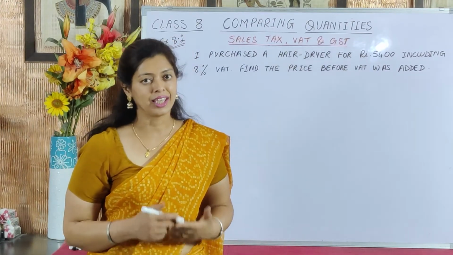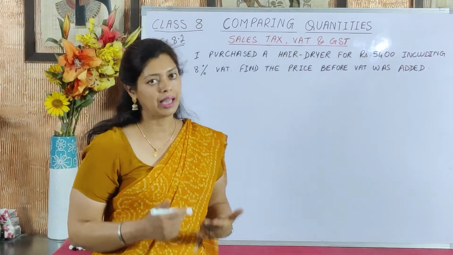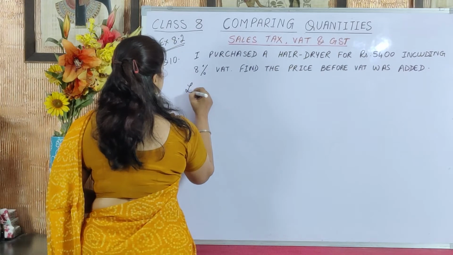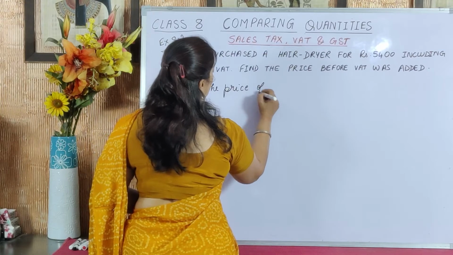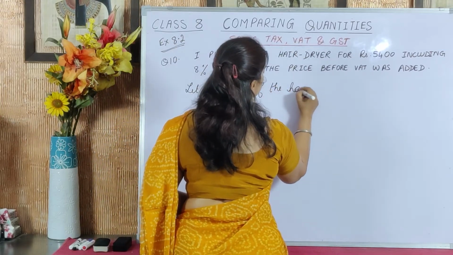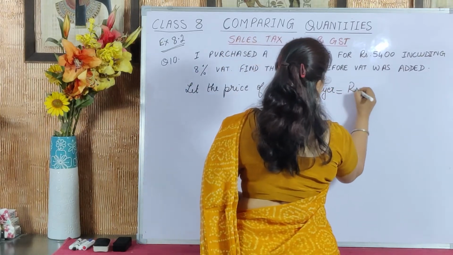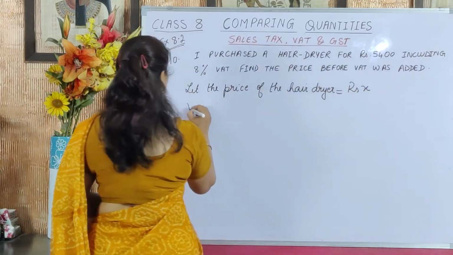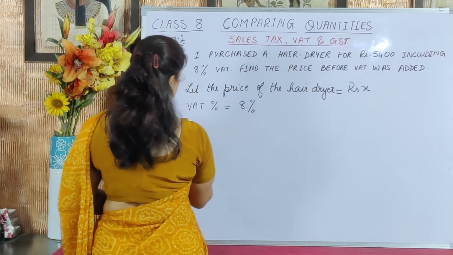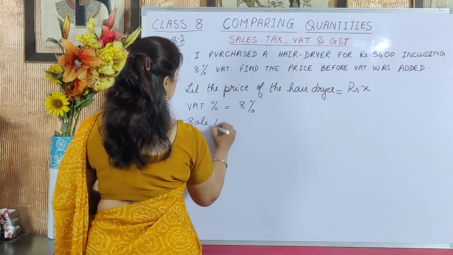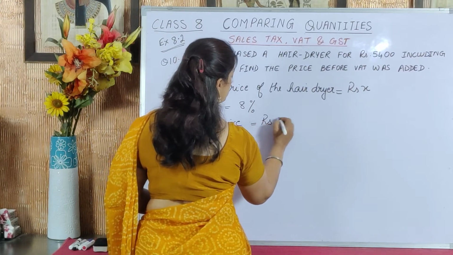So let's start with the solution. We can start by taking the original price of the hairdryer as rupees X. So let the price of the hairdryer be equal to rupees X. VAT percent is given to us. VAT percent is equal to 8%. And the sale price also is given, which is including VAT, that is rupees 5,400.